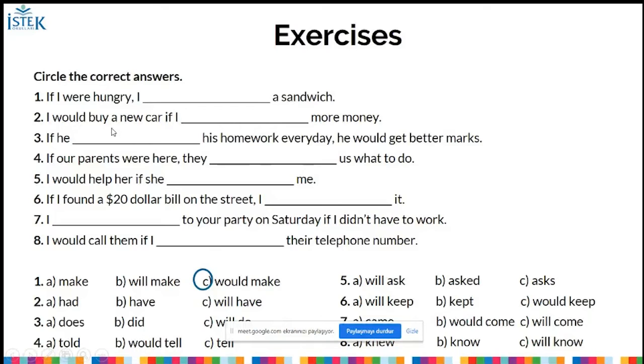Number 2, I would buy a new car if... we need a past simple here, more money. Which option has past simple? A, had. I would buy a new car if I had more money. Do I have more money? No, I don't have more money.